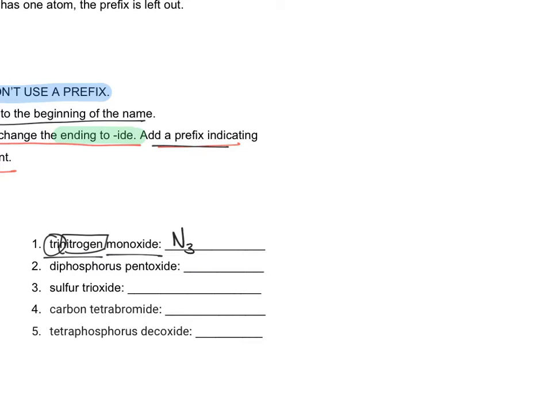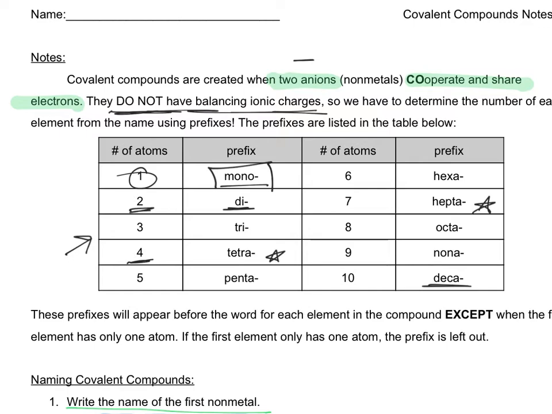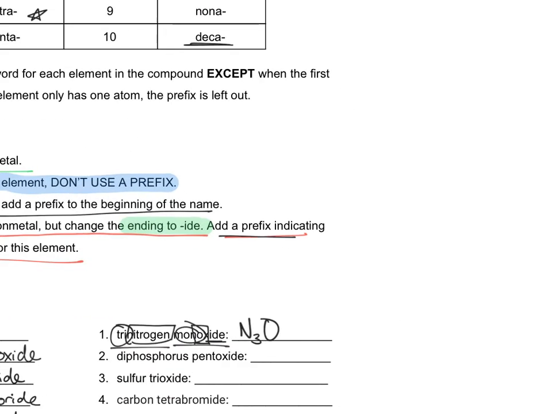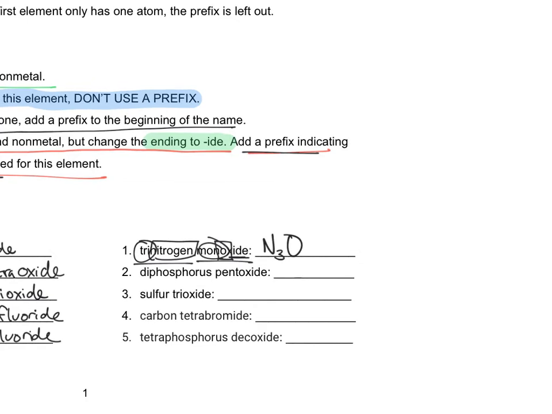Monoxide, that is oxygen. You can kind of see the OX in there, and we changed the ending to "ide." So that's going to be an O. Mono is the prefix for, let's go look at the chart. Mono is the prefix for 1. So we leave just 1 oxygen there.